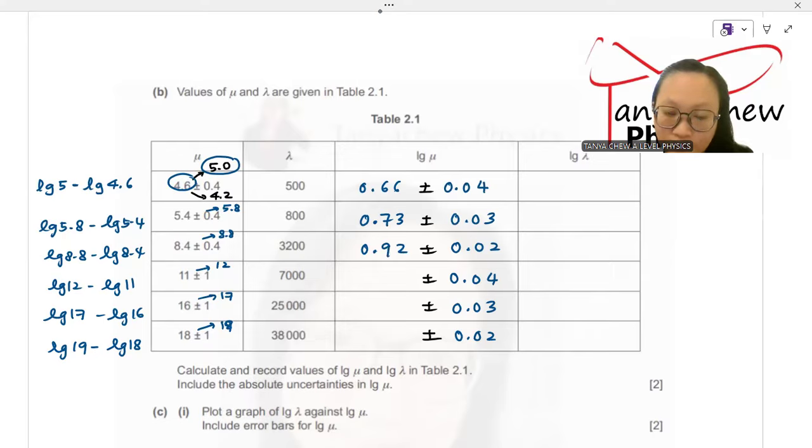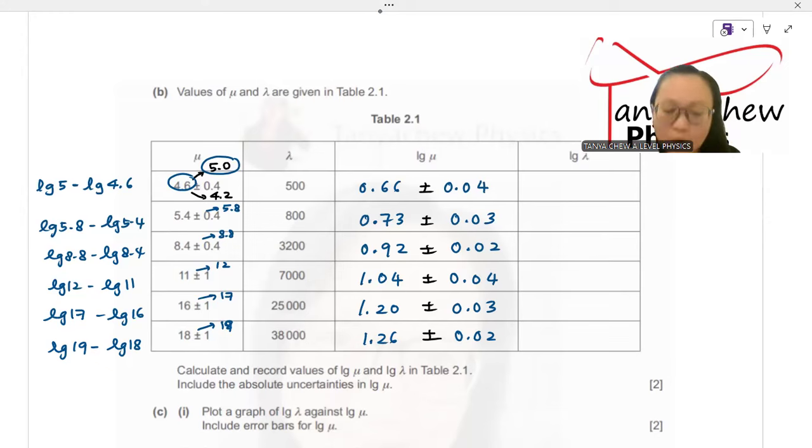Log 8.4 is done, and for the next one, 2 decimal points. Log 11, I round it off to 1.04, 2 decimal points, remember. And log 16, I round it off to 2 decimal points as well, which is 1.20. Lastly, log 18, I round it off to 2 decimal points, which is 1.26. And we are done with that.